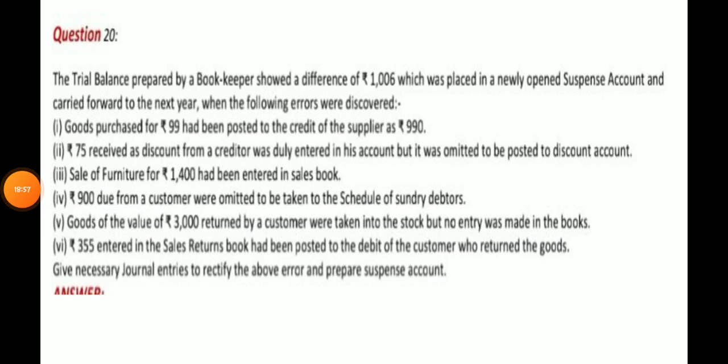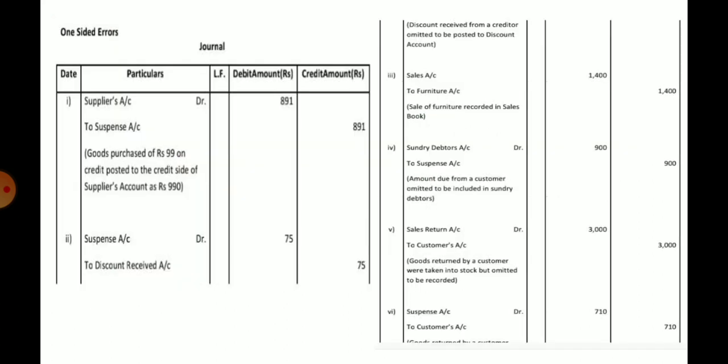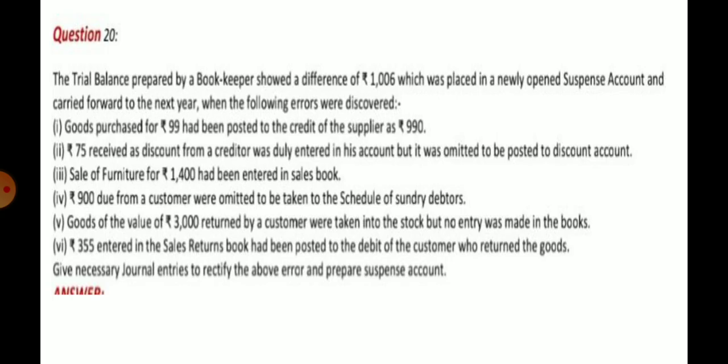Okay. Now the last question is question number 20 of your book. The trial balance prepared by the bookkeeper shows a difference of 1,006, which is placed in a newly opened account and carried forward to the next year. When the following errors were discovered: the goods purchase of 99 has been posted to the credit of the supplier as 990. So what will be the entry? Supplier account to suspense. How is it found? Just find the deficit by subtracting 99 from 990.